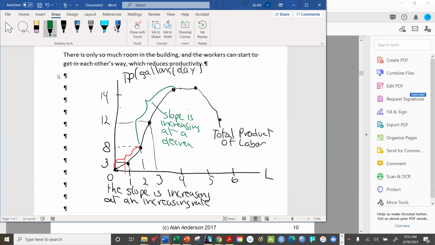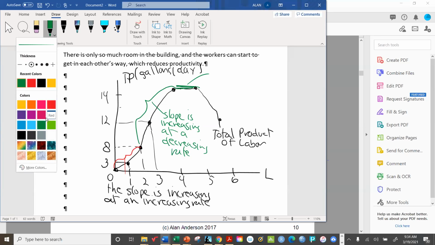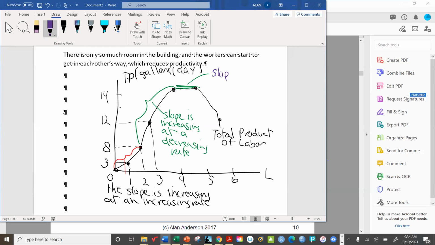It's still positive, but it's increasing at a decreasing rate. And then across here between 4 and 5, the slope is 0. And then, of course, down here, as you can clearly see, the slope is negative. And that means that adding more workers after the 5th worker will actually reduce your output. So between 4 and 5, we get no change in output.